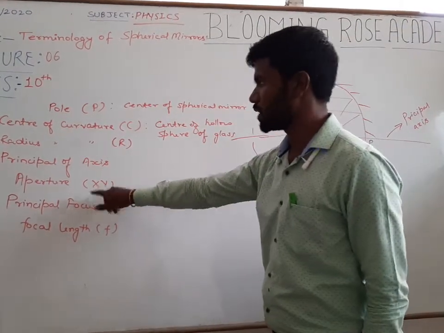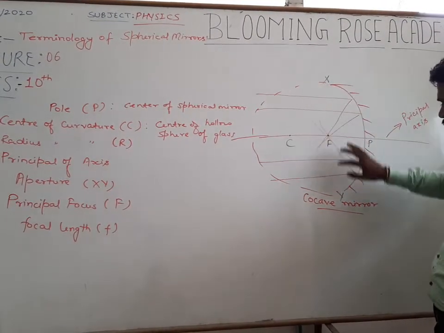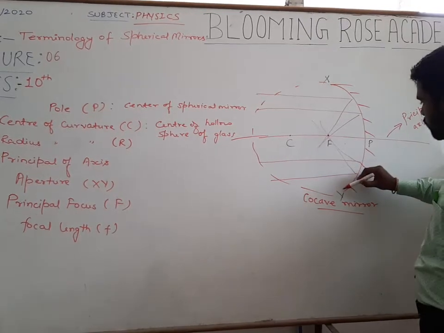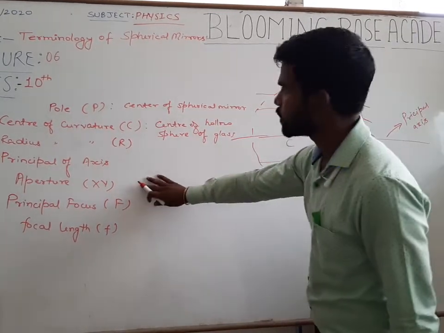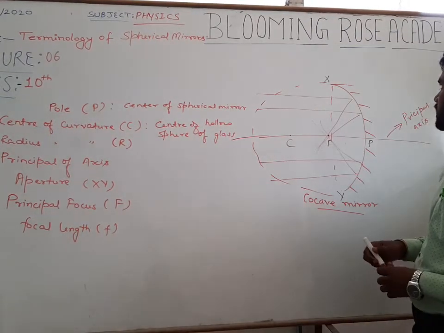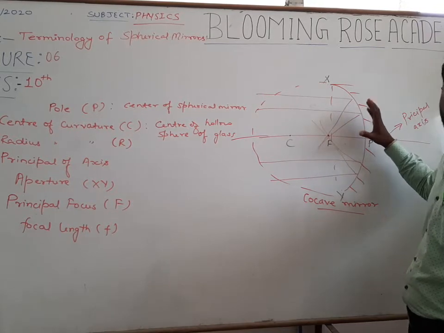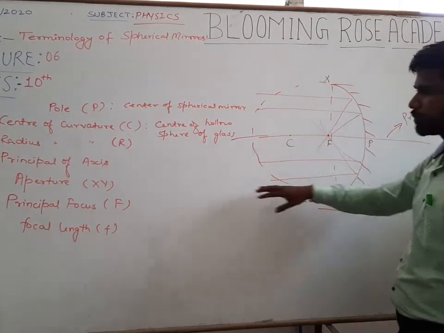The next term is aperture. What is aperture? Here you can see the two points X and Y. This portion from X to Y is called the aperture of the spherical mirror, meaning the open portion of the spherical mirror which is ready for the reflection phenomenon.